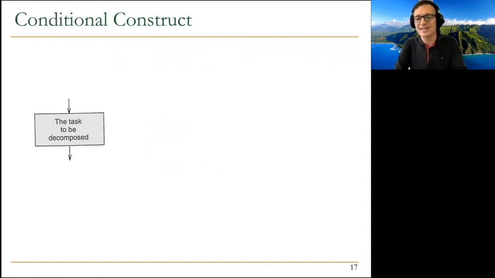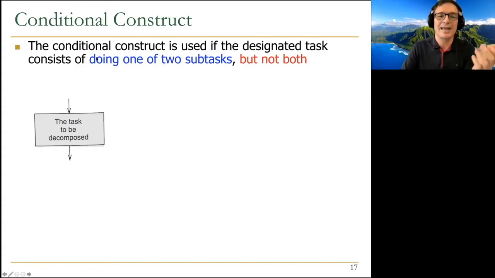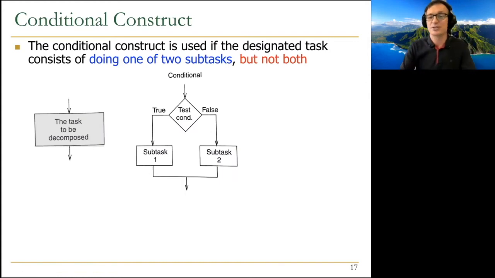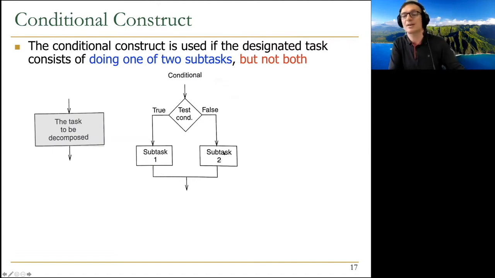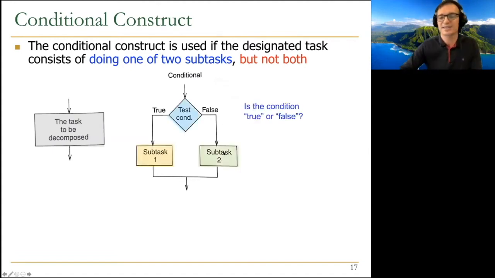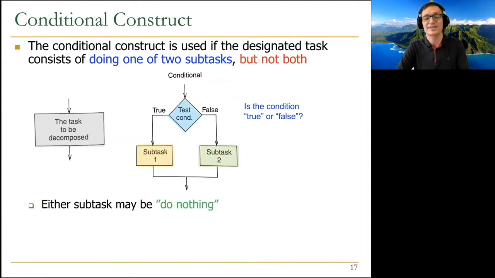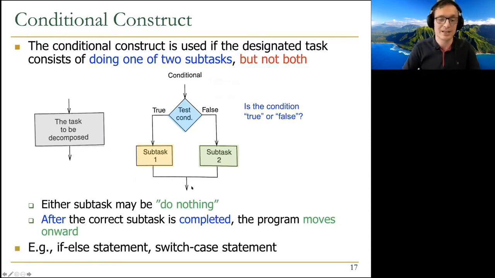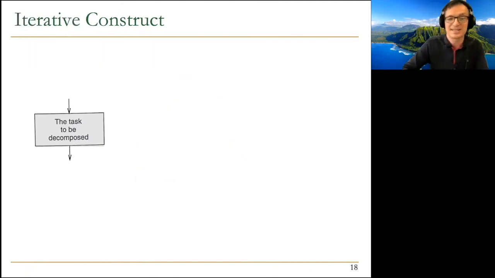Conditional construct essentially enables you to do one of the subtasks, but not both. So it basically enables you to test a condition, and based on the condition, execute one task. And if the condition is not true, execute some other thing, right? And clearly, this is an if and else construct, right? Either subtask may do nothing. After the correct subtask is completed, the program moves onward, if you will. So you can implement if-else statements or switch case statements, as we have seen earlier. And Verilog also implements these, as you remember.